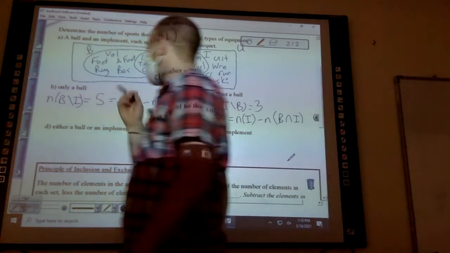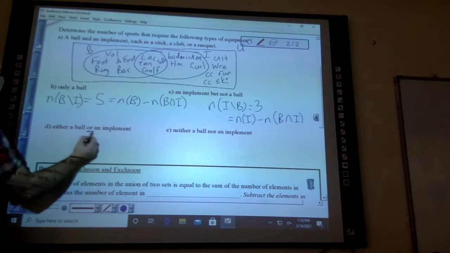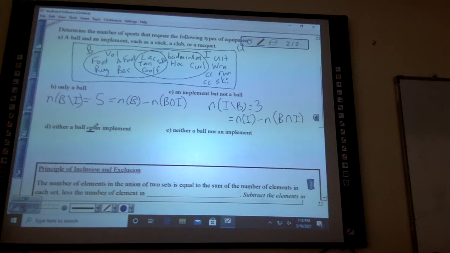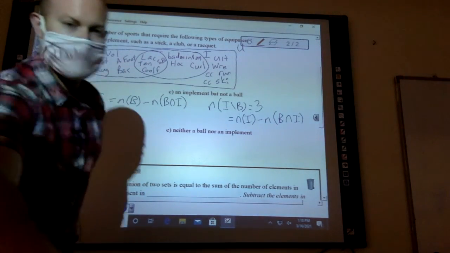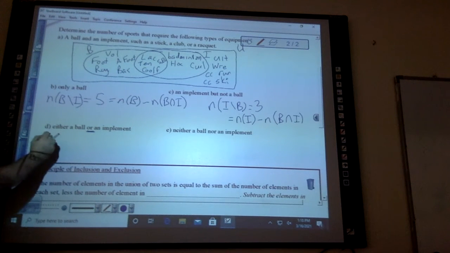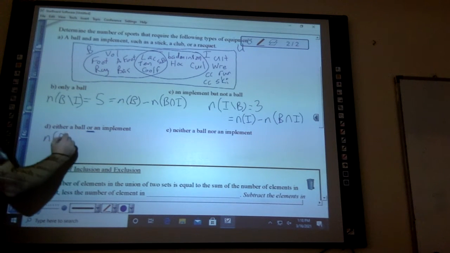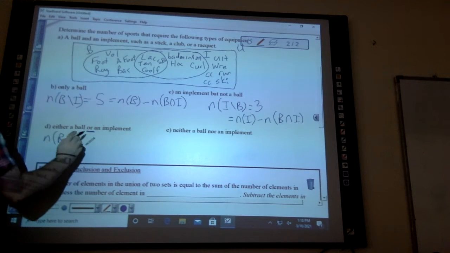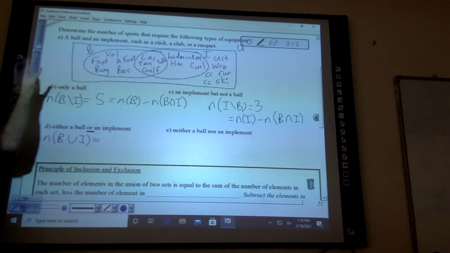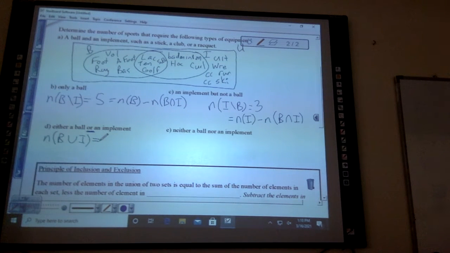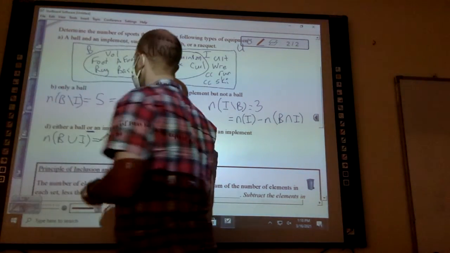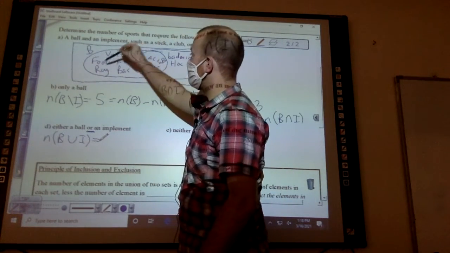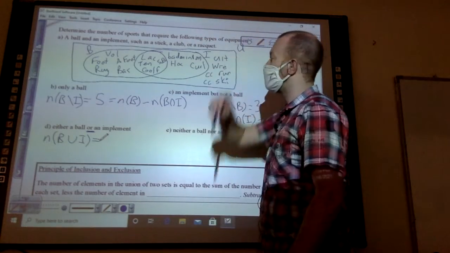So in this one, either a ball or an implement. So if it's or, it means it can be either. It's not both, it's either. So the number we shouldn't do like 5 plus 3. No. Not 5 plus 3. So the number in B or I. This can be anything that's in B or anything that's in I. So this is everything that's included in the circles. Yeah, so let's count. 1, 2, 3, 4, 5, 6, 7, 8, 9, 10, 11, 12. Good.